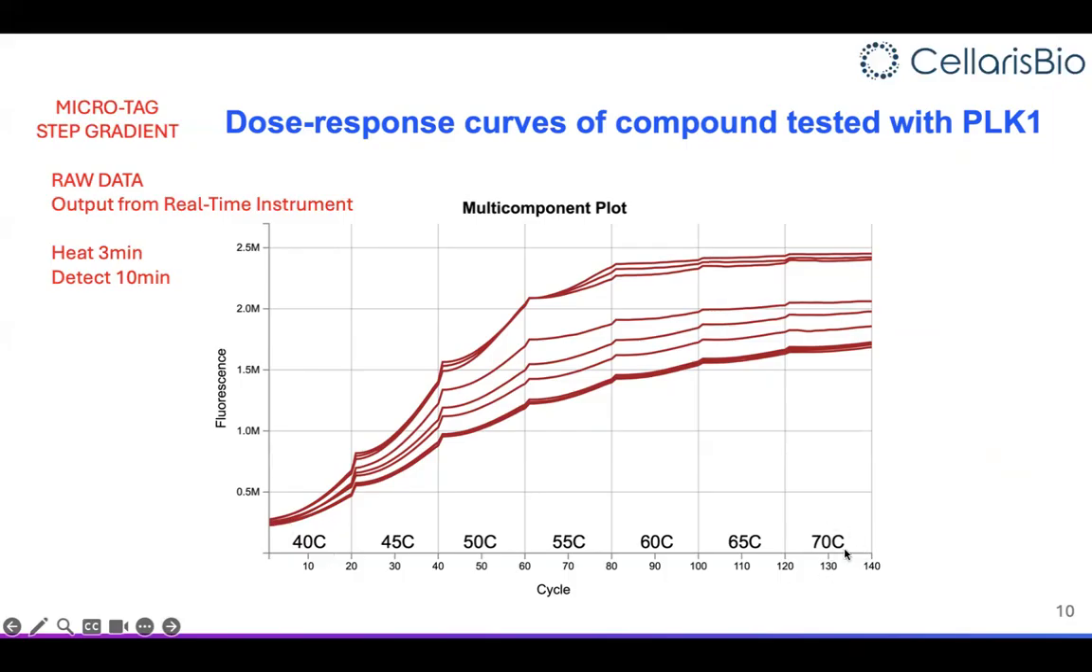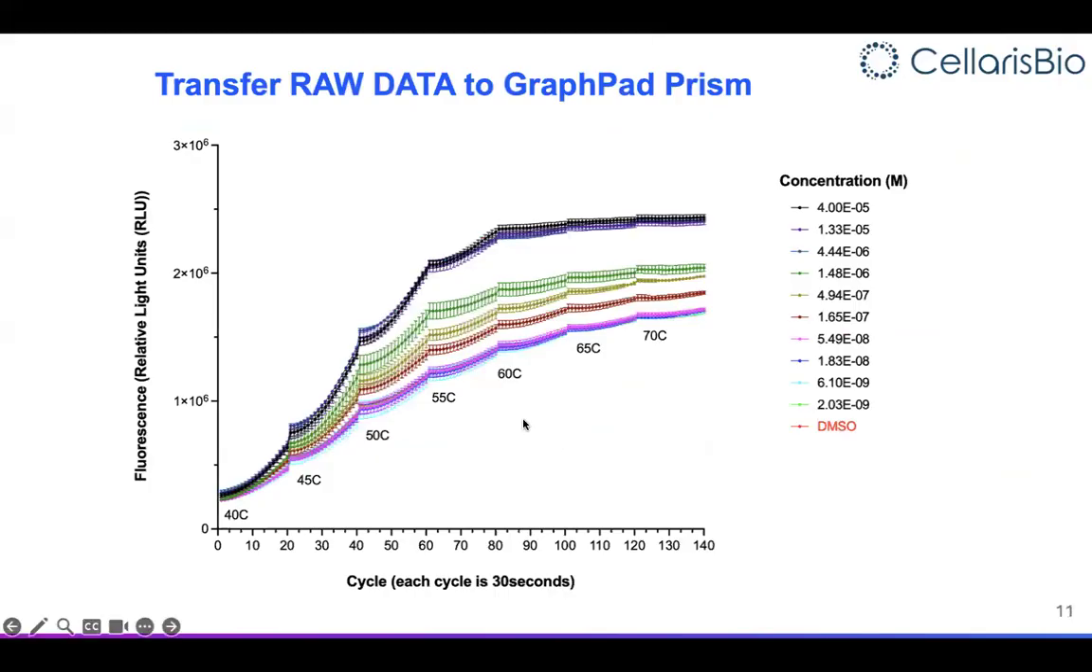So now you can transfer this data from the real-time instrument to GraphPad Prism, and this is what the data would look like with technical replicates for error bars. And there are two different ways to analyze this data. One, as mentioned previously, would be the area under the curve for each particular dose and comparing it with the DMSO. That is the red line, which actually is under this purple line.